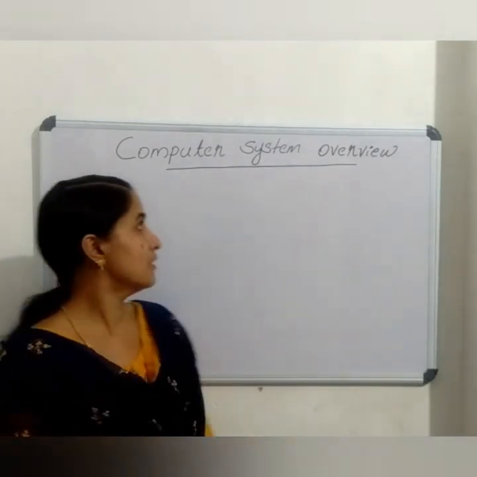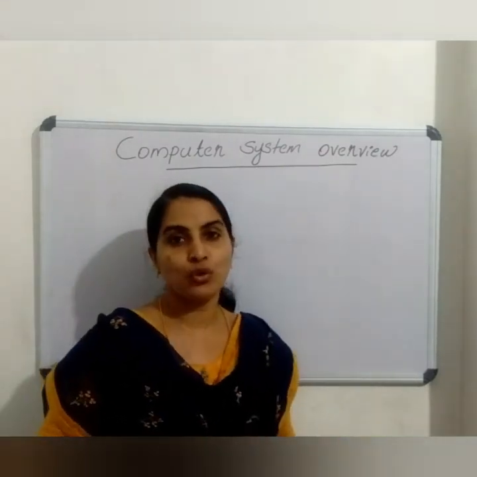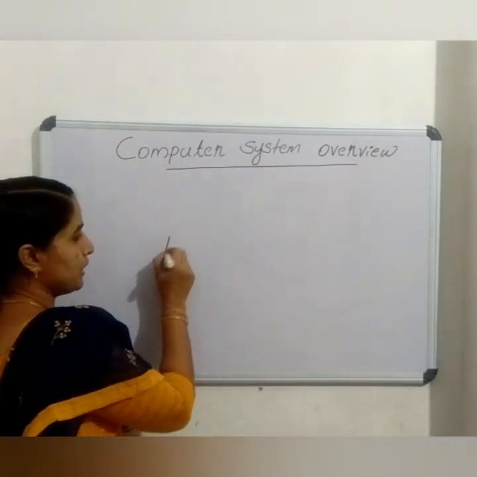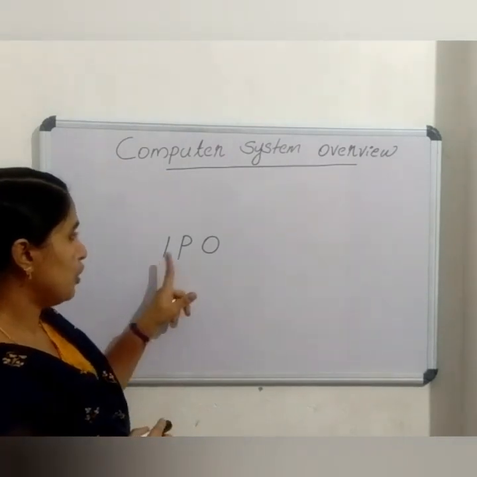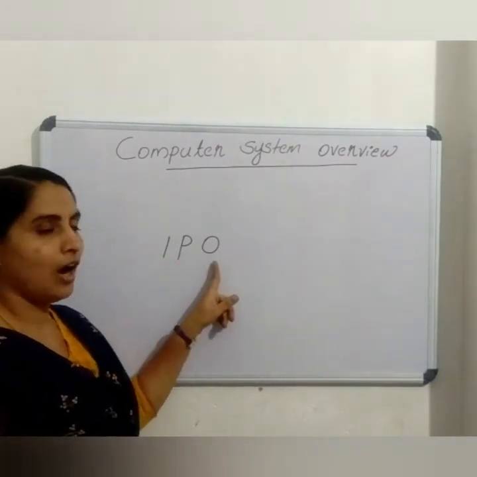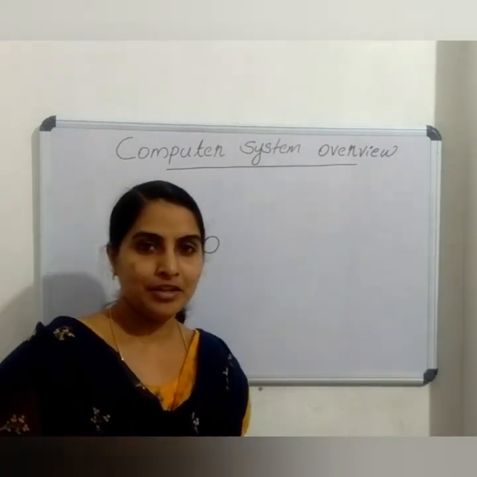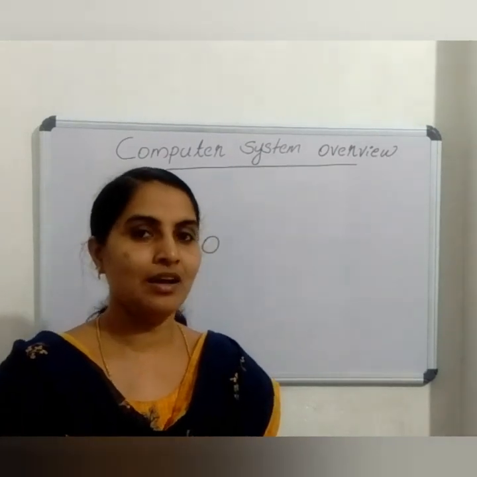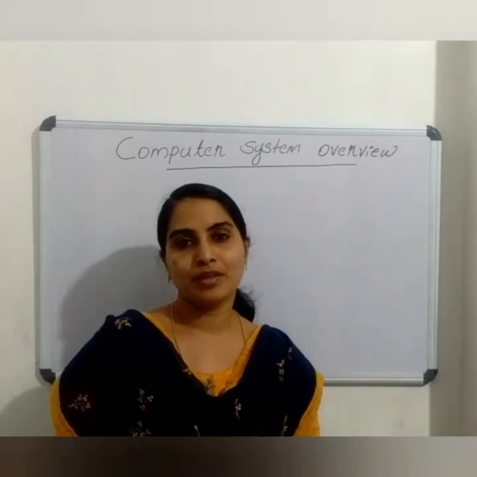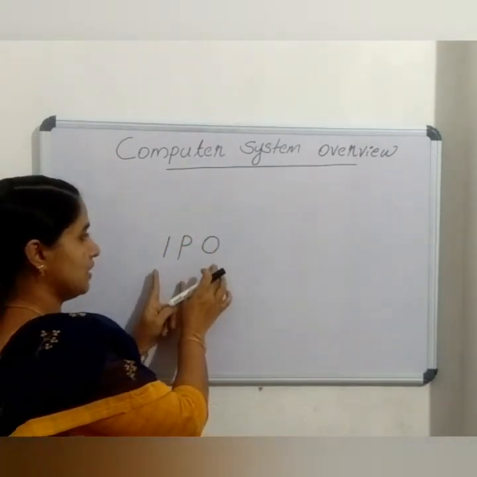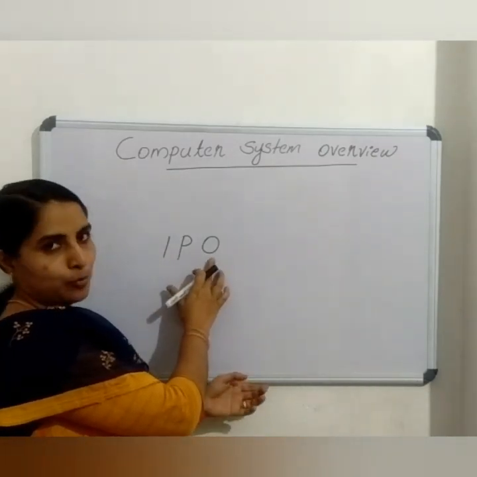Today we start the lesson Computer System Overview. Computers follow the IPO principle. IPO means input, process, output. A computer is a device which accepts data, processes it and produces a meaningful output. So these are the three things connected to a computer: input, process and output.